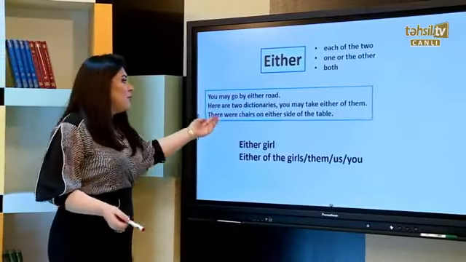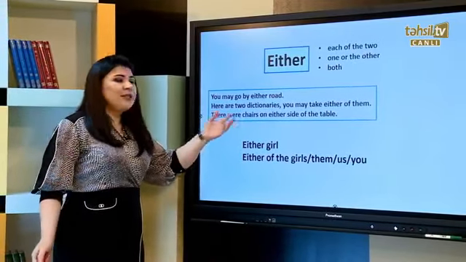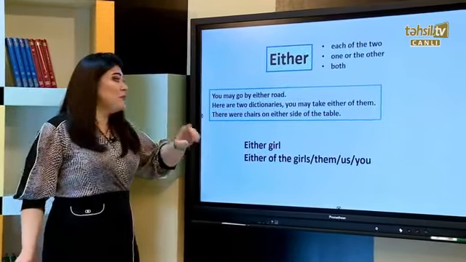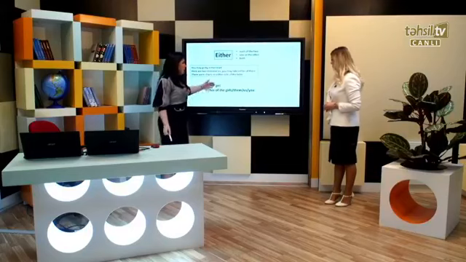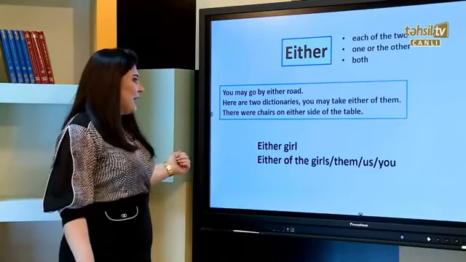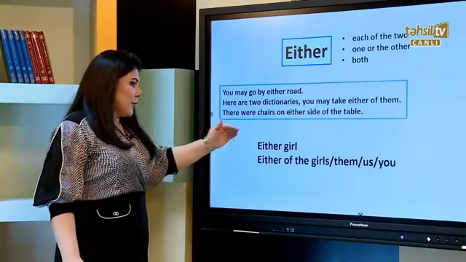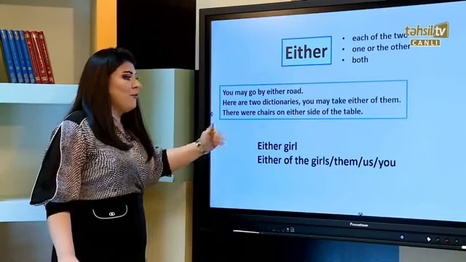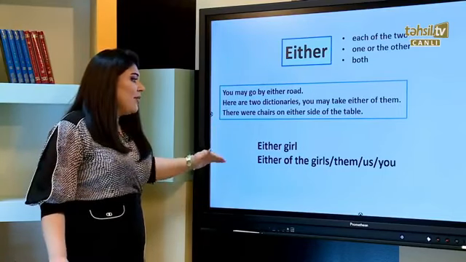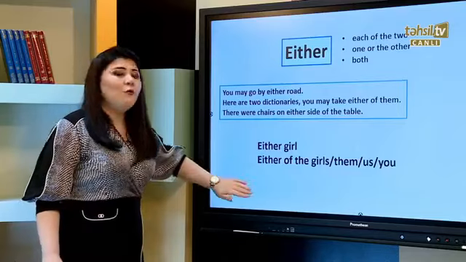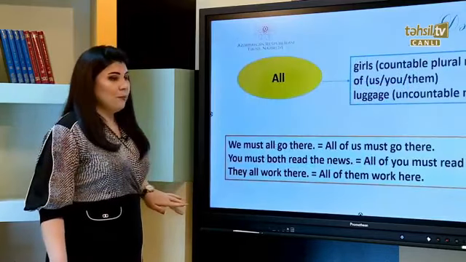Okay? Or "there were chairs on either side of the table." Remember, not "on the other side," but "on either side of the table." Here I just prepared a photo. Unfortunately, it's not visible in our slide. We can say "either girl" or "either of the girls," "either of them," "either of us," "either of you."